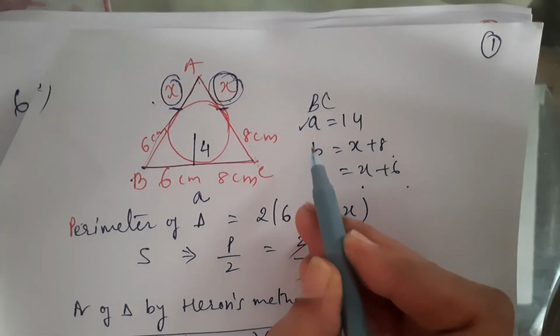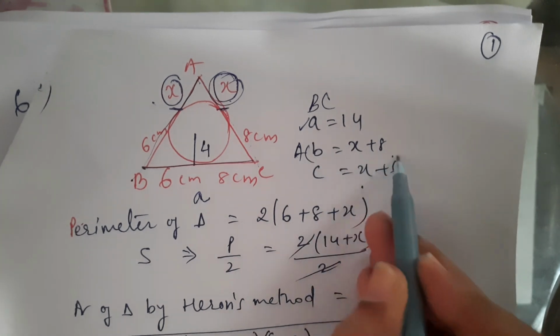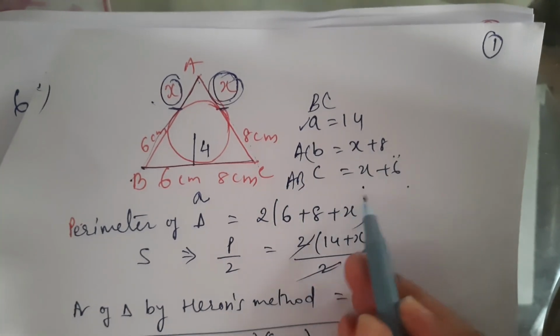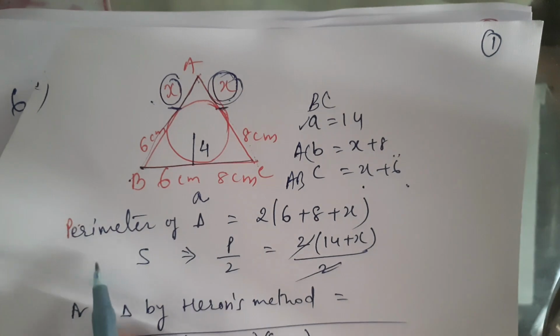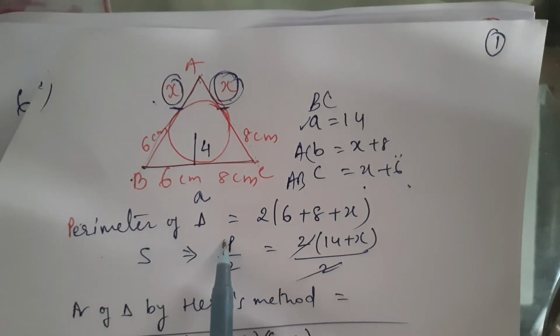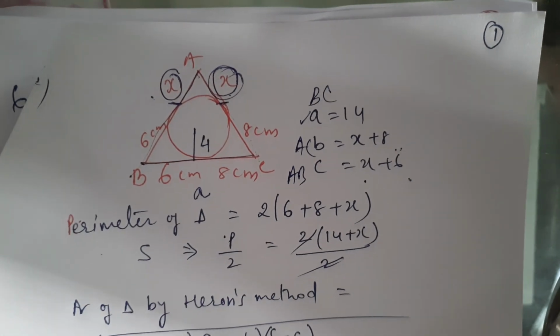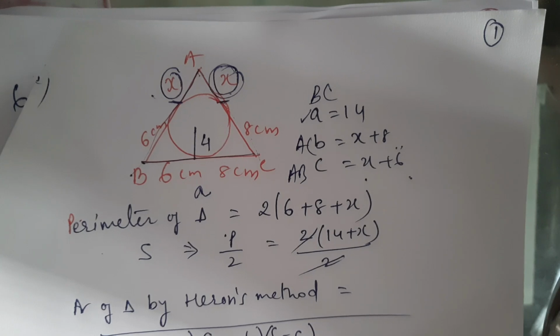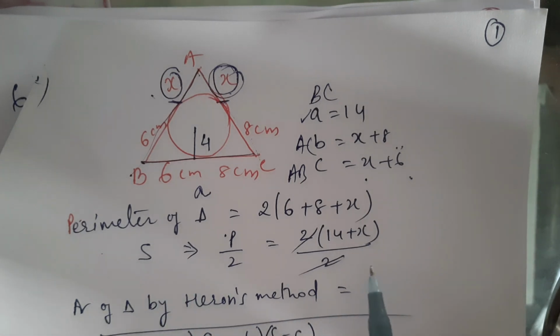BC is 14. AC is x plus 8. And AB is x plus 6. To find the perimeter of the triangle. As we need to find the area, all of you already know that in 9th standard we came across Heron's method to find the area of a triangle, where the triangle is a scalene triangle. Here the sides are not equal. So we are finding the area by Heron's method.